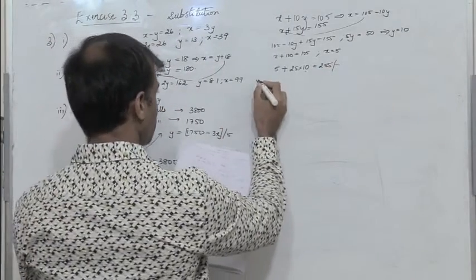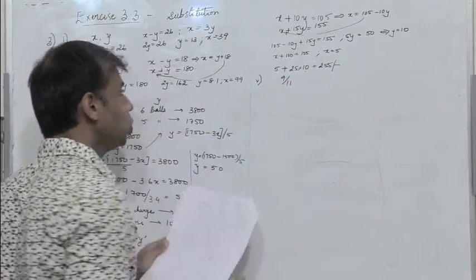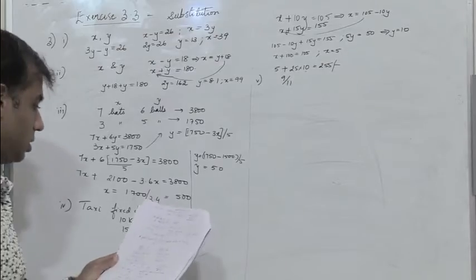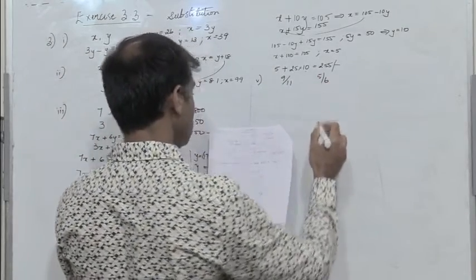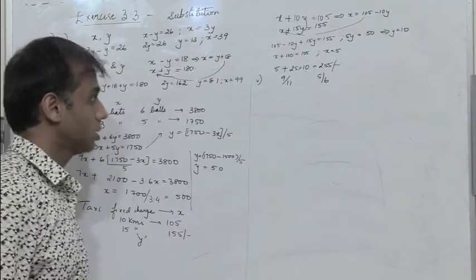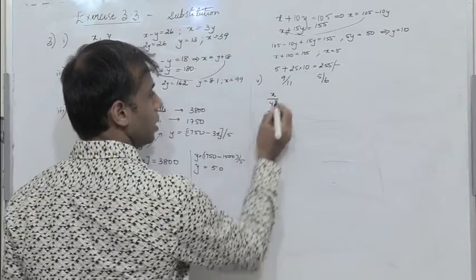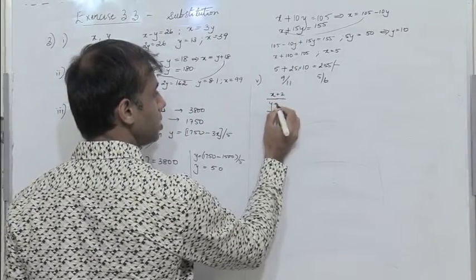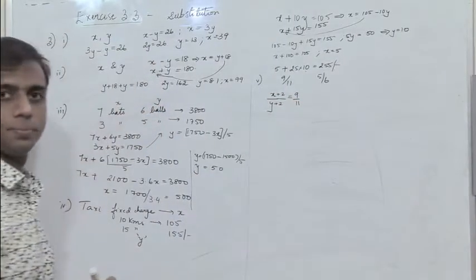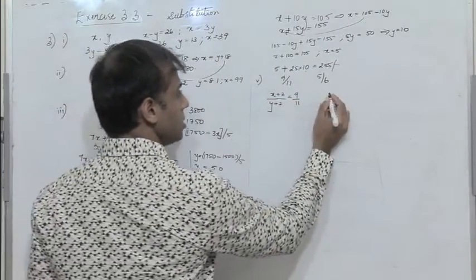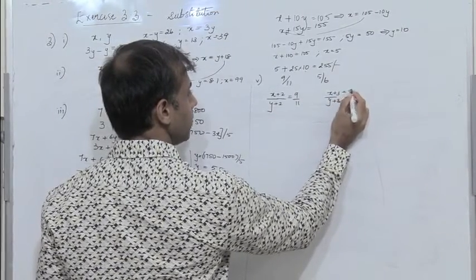So next, the fifth problem. A fraction becomes 9 by 11 if 2 is added to both numerator and denominator, and it becomes 5 by 6 if 3 is added to both numerator and denominator. So let the numbers be x and y. So if I add 2 to numerator and to denominator, it's been given that it becomes 9 by 11. And for the same two numbers x and y, if I add 3, it becomes 5 by 6.